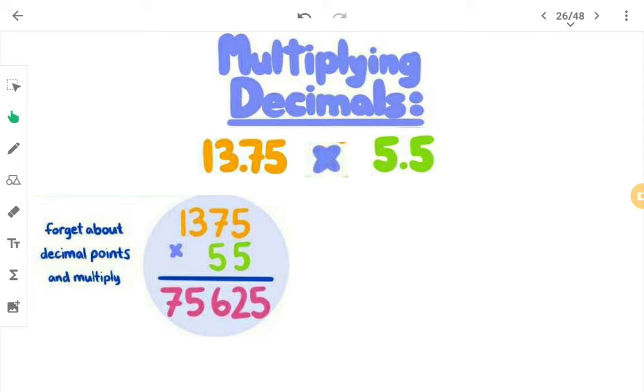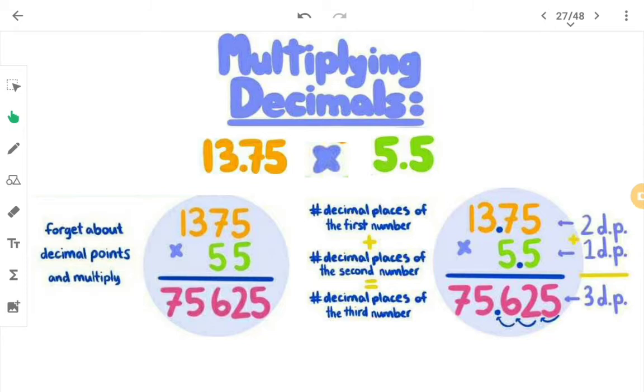Then what we have to do with the decimal? Next step is we have to count the decimal places in the first number. So the decimal places in the first number is 2. 1, 2. And then you have to count the decimal places in the second number. Here how many decimal places? Only 1 decimal place. So you have to add the decimal places. Here 2 and here 1. So what is 2 plus 1? 2 plus 1 is 3. So we have to move from the last digit, right?